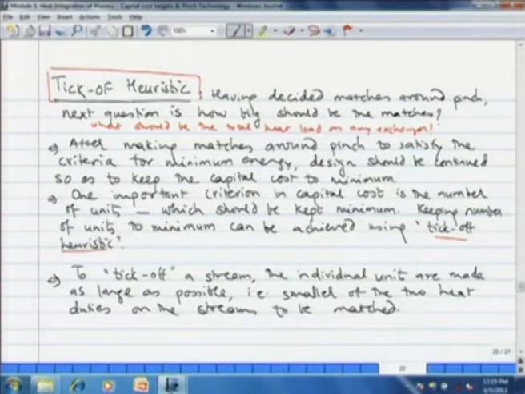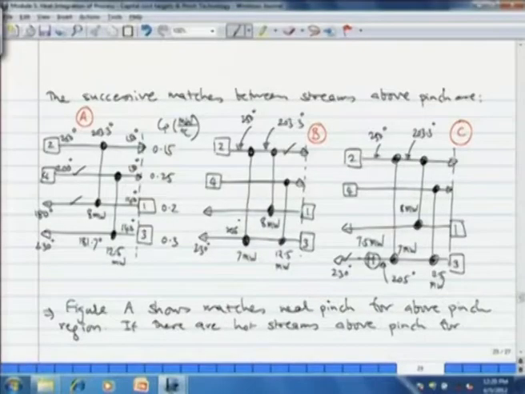Which means that whenever we are matching two streams, the target temperature of either of these streams should be met, which means the stream goes off the design, which means the total heat duty on that particular stream is satisfied. Let us see this particular constraint, the Tick-off heuristic, with the same example that we are working with, two hot streams and two cold streams. Now we are looking at the above pinch region, and we shall see how we can successively place heat exchangers to tick off a particular stream.